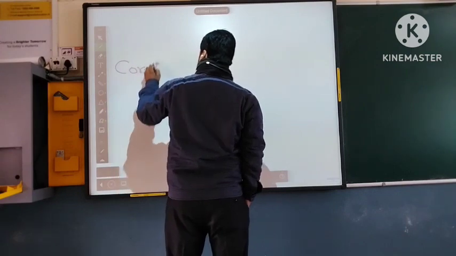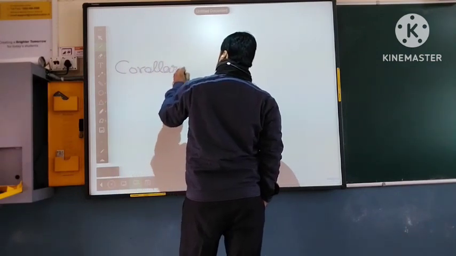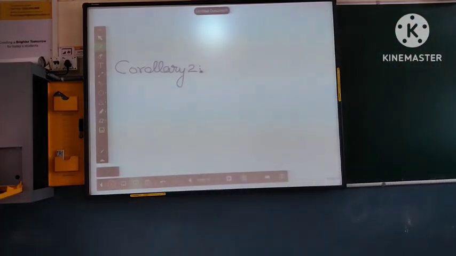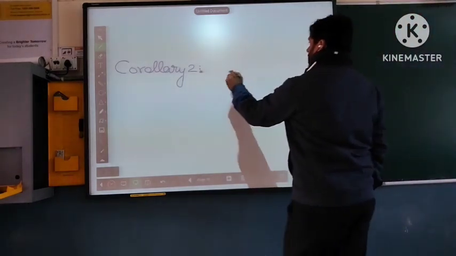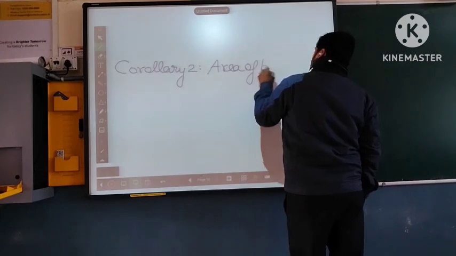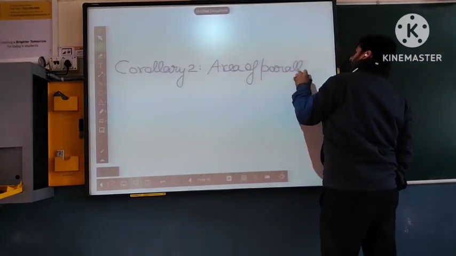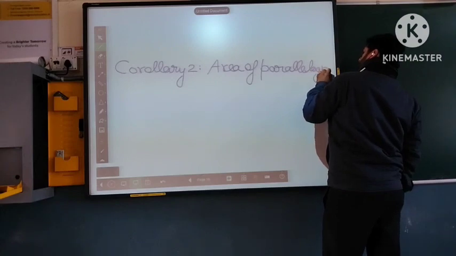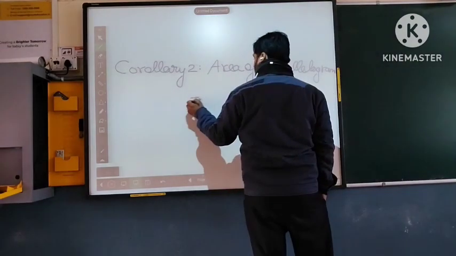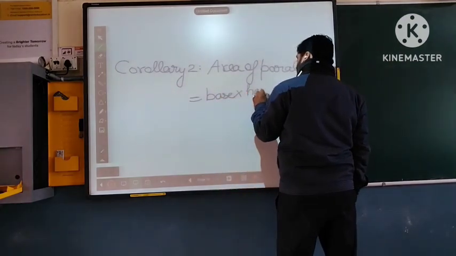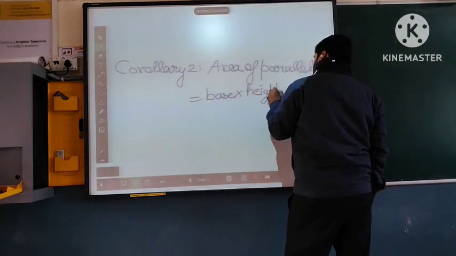Now what is corollary 2? Already you know. So see, by this theorem we are proving so many formulas that we have already learnt, that we have been using also. We can prove them also. So what is given here? The corollary is area of parallelogram. Area of parallelogram is equal to what? You already know this formula, base into height. Area of parallelogram is base into height.